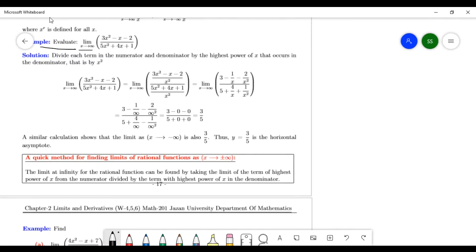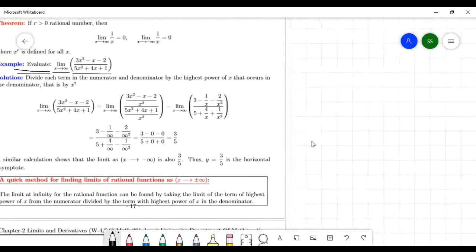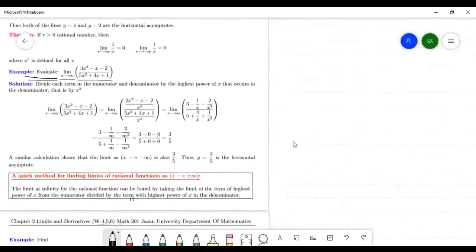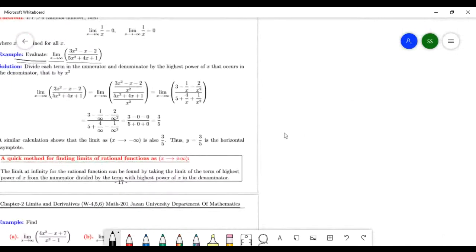Evaluate limit x goes to infinity of (3x square minus x minus 2) divided by (5x square plus 4x plus 1). Okay, the question: evaluate this limit, x goes to infinity. Last lecture I told you about this question. This is the example here.